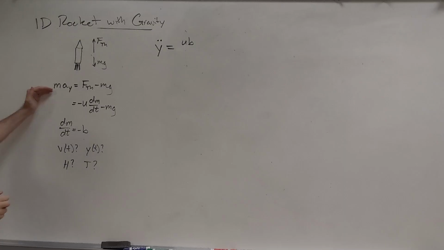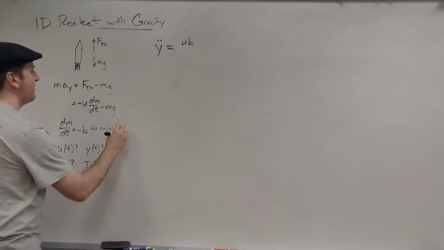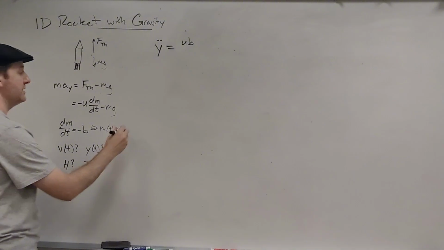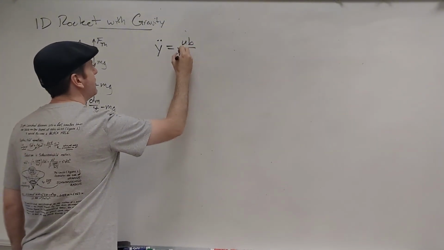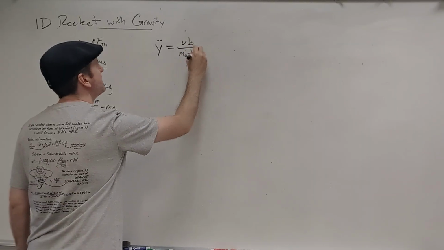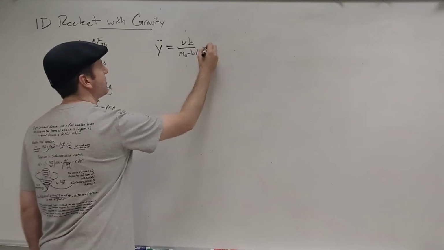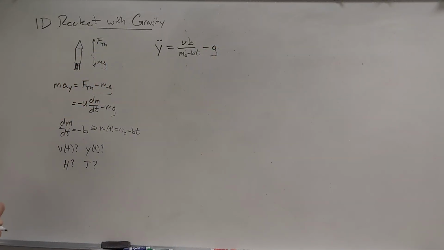Now, we didn't say it over here, but we actually do know what m is. m as a function of time is whatever the initial rocket launch mass is, minus bt. So I could, if desired, put in m naught minus bt as my m when I divide through, and then I'll also have this minus g hanging off the end. Notice the mass cancels from that term.